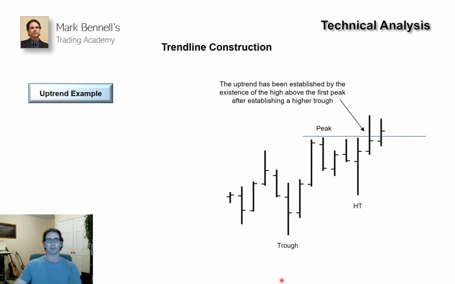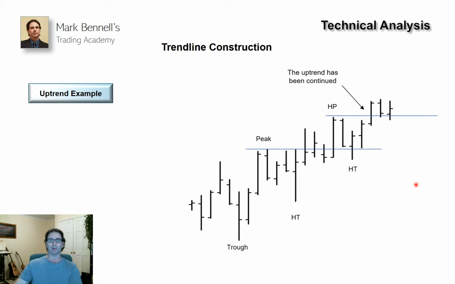In our first example here, which is our uptrend example, prices move down. It's created a trough. Prices moved up. It's created a peak. Prices moved down into a higher trough. Prices have broken through the previous peak here. So therefore, the uptrend has been established by the existence of the high after the first peak, after establishing a higher trough. The price has broken through the peak after establishing a higher trough. So therefore, the new tentative trend line can now be drawn under these 2 points.